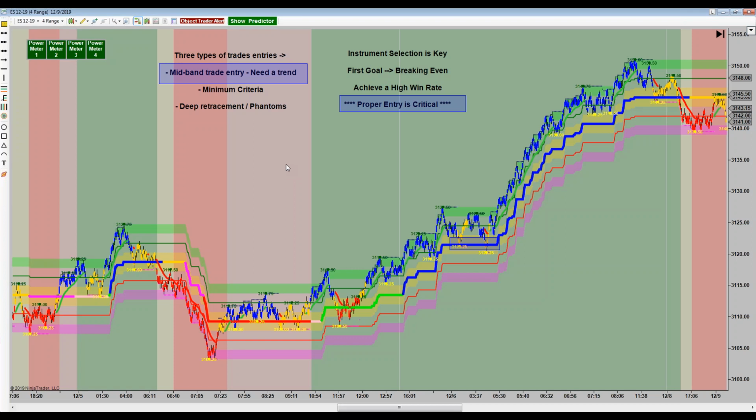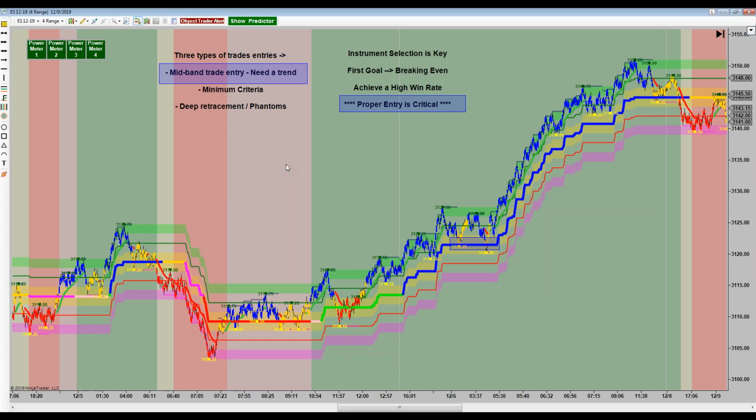Okay, look at the rectangle box here. What does that say? Mid-band trade entry, but you need to have what in order to get it? A trend. So then wouldn't the first thing be to figure out what the trend is? Maybe we would start there. What do you think? So in order to get a mid-band trade, we've got to figure out what the trend is. Yeah. So that's how we start.